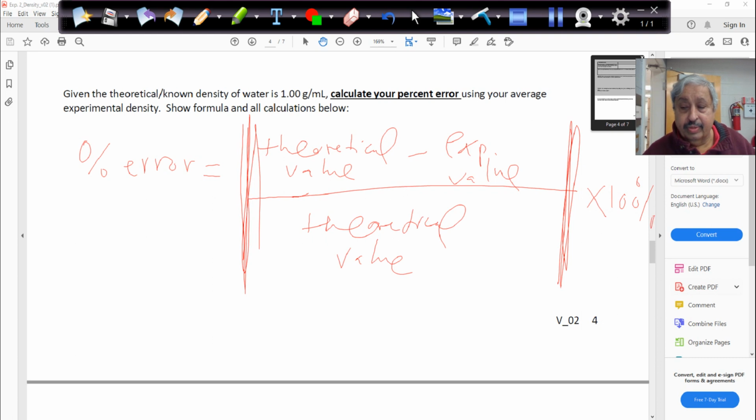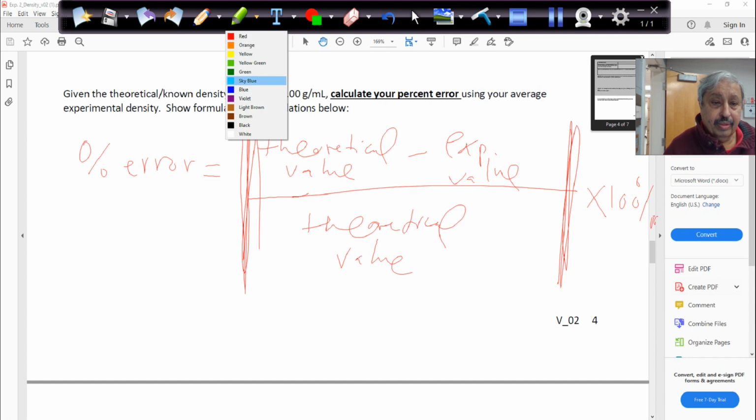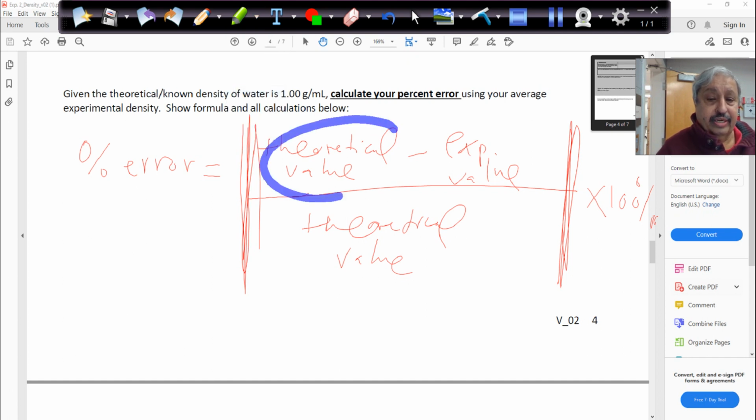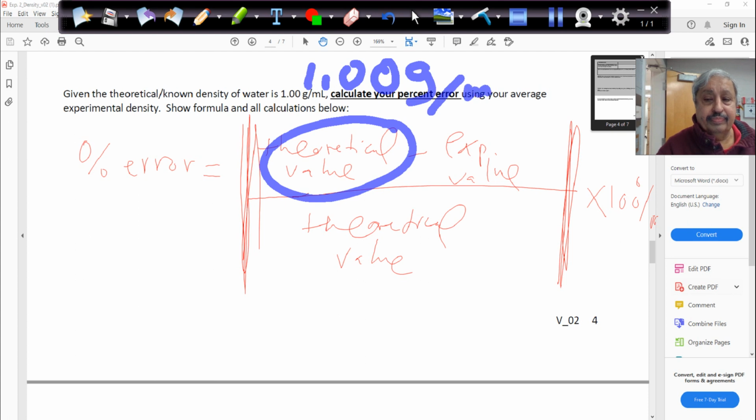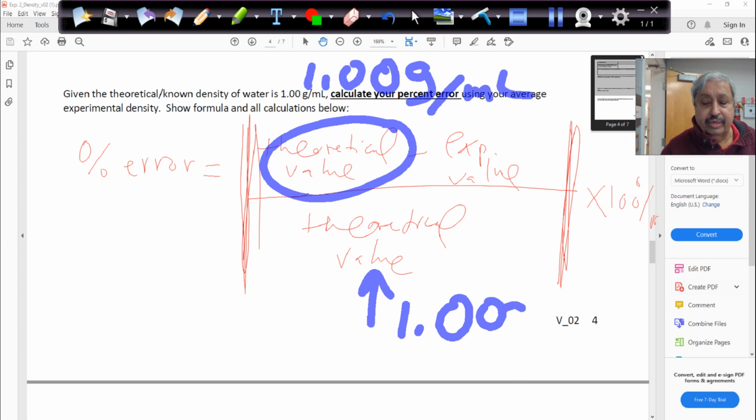Correct? The theoretical value, on the other hand, comes out to be 1.00 gram per mL. And this will be the theoretical 1.00 gram per mL. Okay, guys? So then you do the whole thing. Now, suppose we come up with values of our own, just as an example.